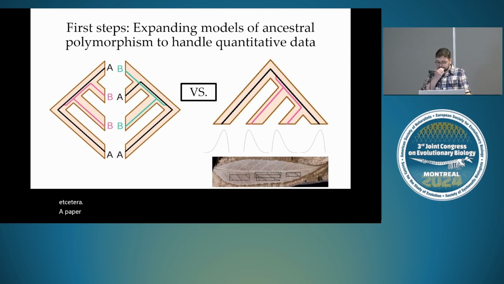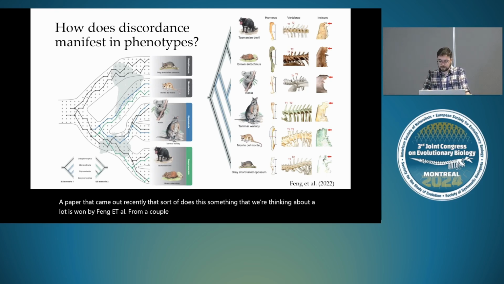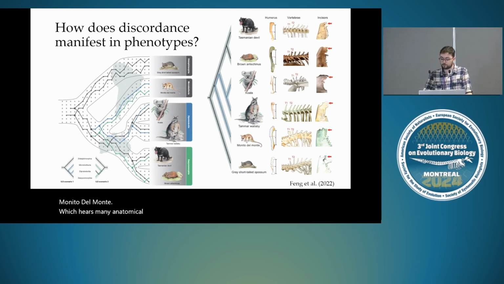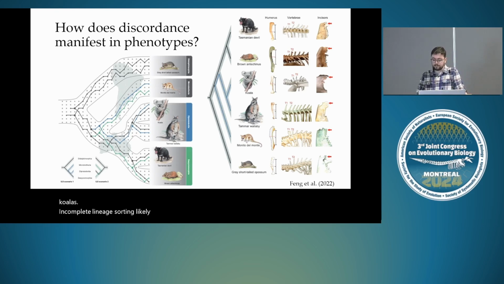A paper that came out recently that sort of does this, something that we're thinking about a lot, is one by Feng et al. from a couple years ago. They studied discordance in Australian and South American marsupials, focusing on the monotypic clade containing the South American monito del monte, which shares many anatomical traits with Australian marsupials and shares a very similar genome with the Australian marsupials, specifically in the clade Diprotodontia, which contains koalas. Incomplete lineage sorting likely contributed to the hemiplasy here in morphological traits.